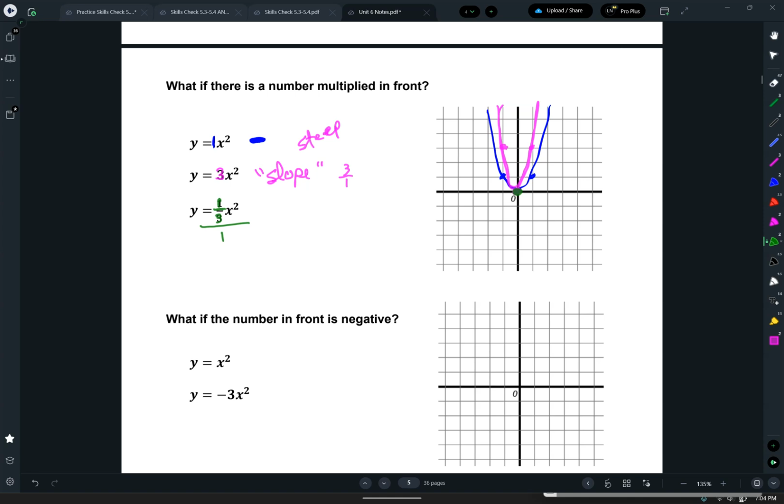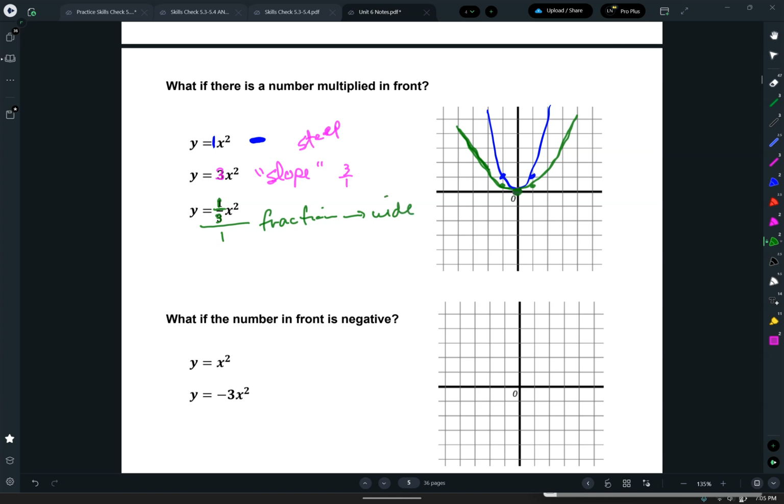So from that vertex, and I'm going to get rid of these just so you can see this one a little better, I'll at least get rid of the pink one. So from that vertex, I'm going to go up 1/3, so just a little bit, and then over 1. Do you see how that point might be up 1/3 over 1, up 1/3 over 1 on this side? And so what that's going to do is make this parabola look much wider. So something to keep in mind is if that number out in front is a fraction, it's going to make the parabola look wide.